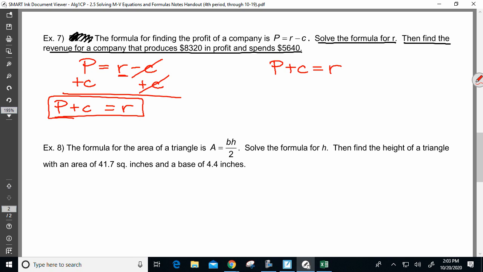It told you to find the revenue for a company that produces $8,320 in profit. So P is profit, 8,320, plus spends $5,640. So spending money, that's a cost. When it costs you something, that means you gotta spend money. 5,640. That's easy enough. All we gotta do is add those up. So, what does that add up to?